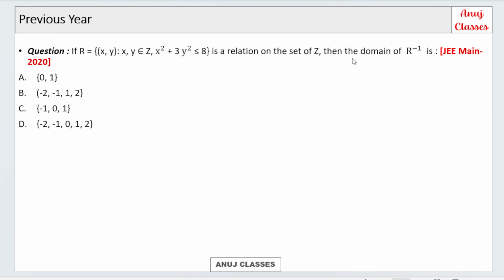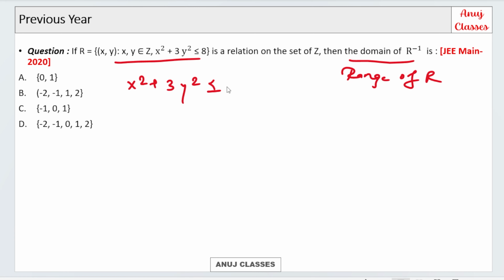We have to find the domain of the inverse of a relation, which is nothing but the range of the relation R. In order to solve that, we have been provided x square plus 3y square is less than or equal to 8, and x and y belong to Z. Now what is Z? Z here means integers. What is an integer? Minus infinity to plus infinity.